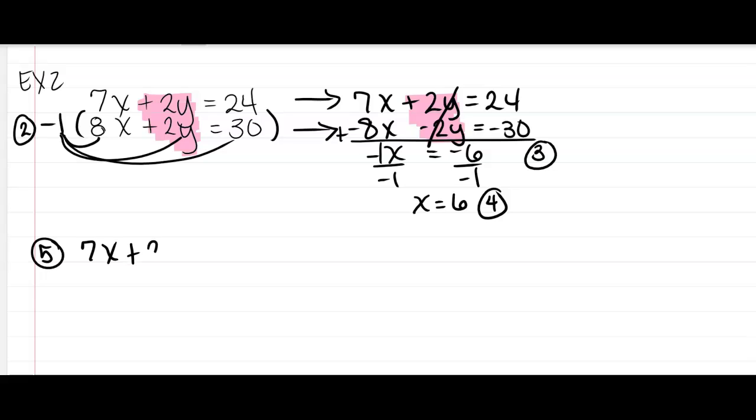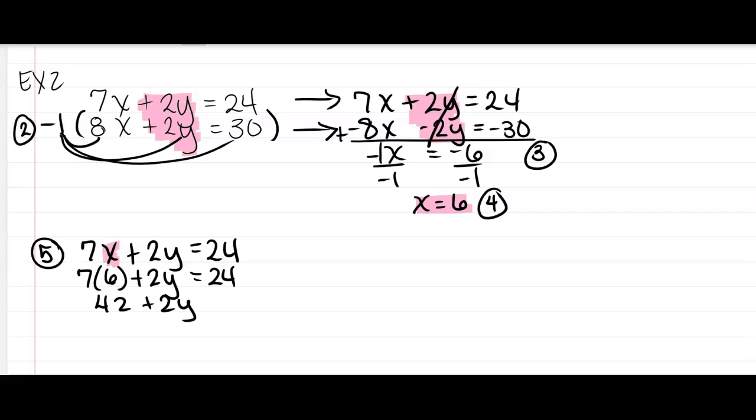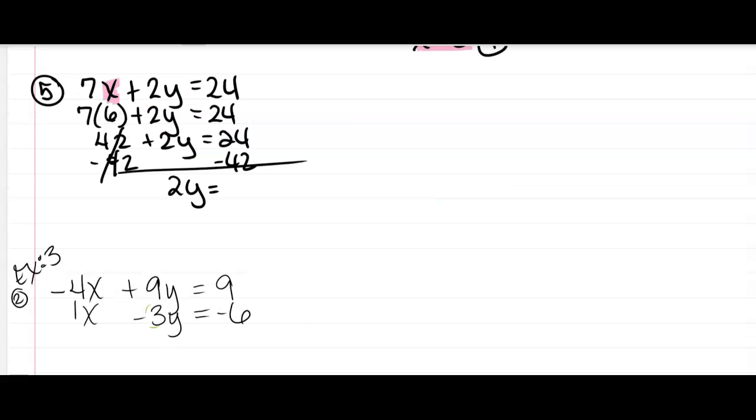So we have 7x plus 2y equals 24. And now that we know our x value, we're going to substitute it with whatever x was. So 7 times 6 plus 2y equals 24. We've got 42 plus 2y equals 24. Subtract 42. 2y is equal to 18. Divide by 2, and y is equal to 9.